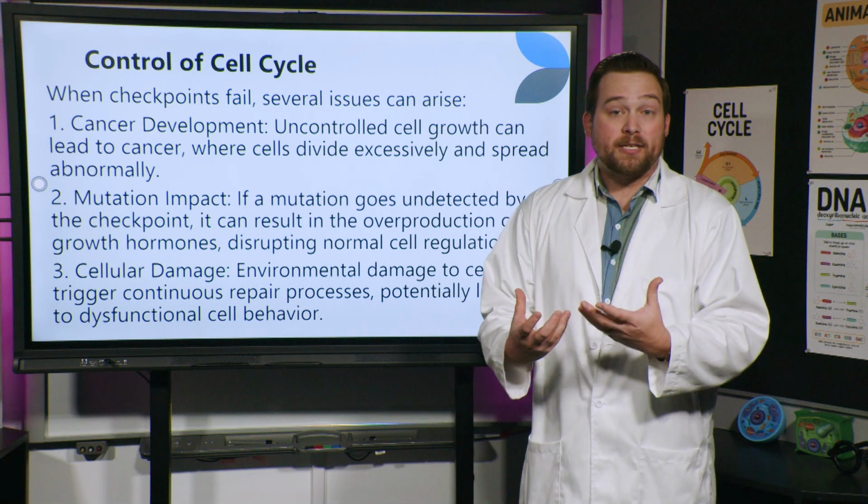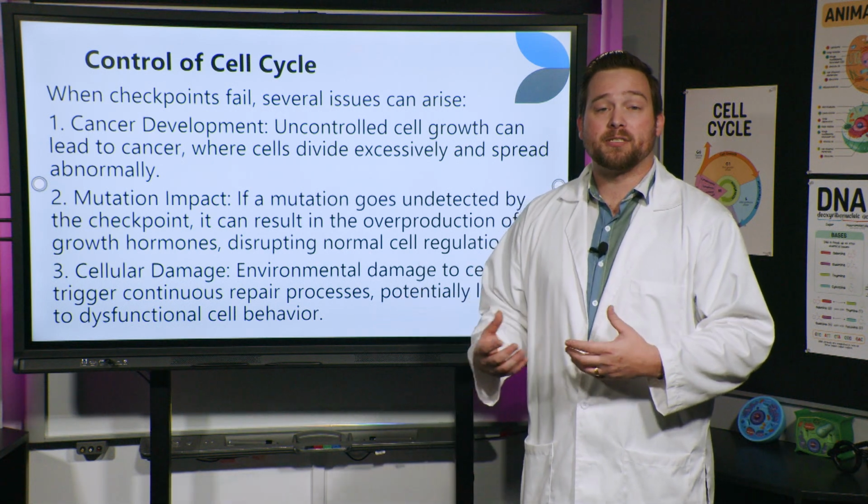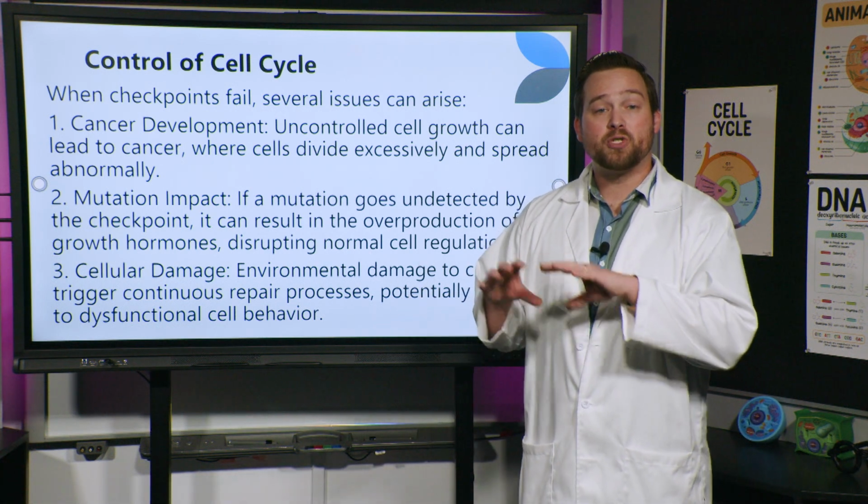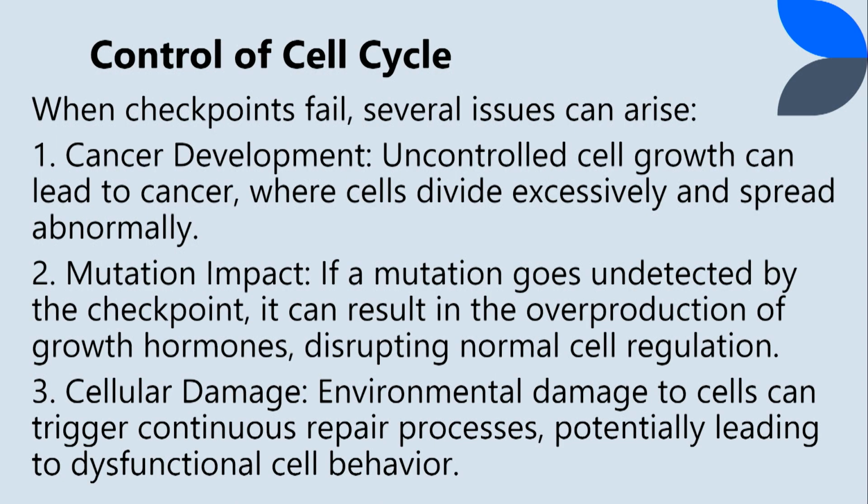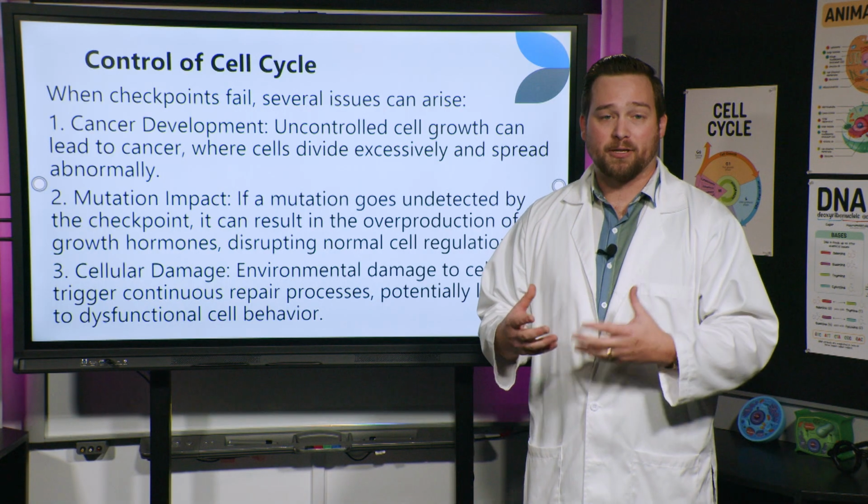Another reason that we're making all of these checkpoints is that we're trying to reduce the amount of mutation. Okay, a mutation is when there's an error in the DNA. If a mutation goes undetected by the checkpoint, it can result in the overproduction of growth hormones, and that's going to disrupt normal cell regulation. Okay, so we want to make sure that that DNA is as correct as possible.